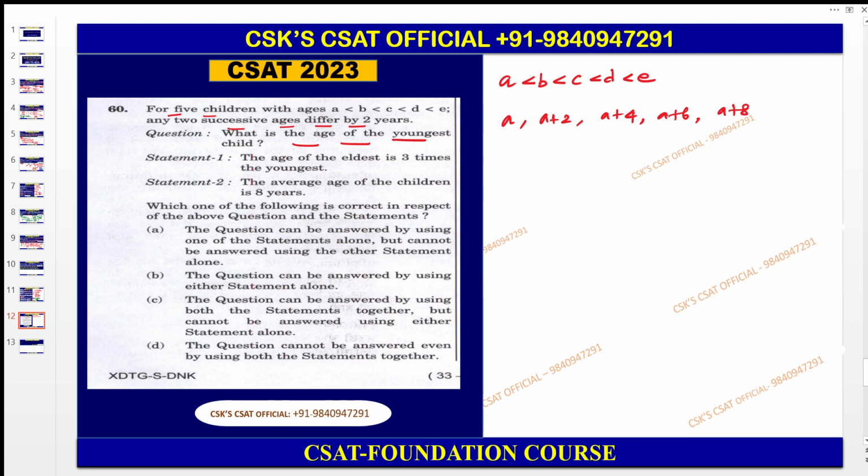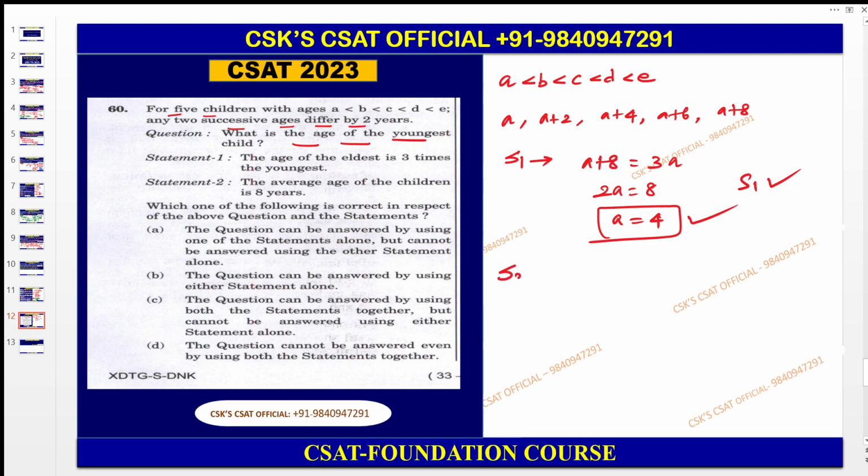Now, statement number 1 says that the age of the eldest child is 3 times the youngest one. So that is nothing but A plus 8, which is equal to 3 times the youngest, which is A. So therefore 3A. Now we can solve this one. 2A is equal to 8. So A is equal to 4. With A equal to 4, yes, we can say the youngest one. Okay, statement number 1 is sufficient.